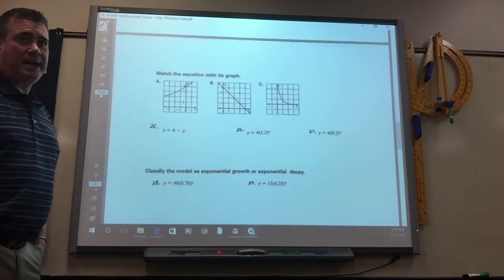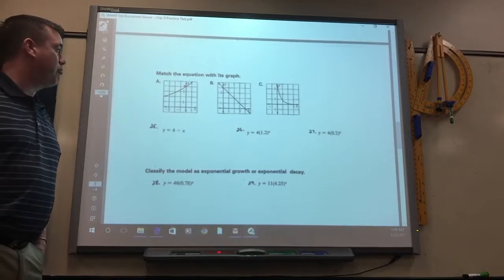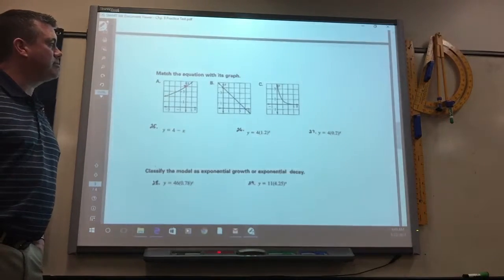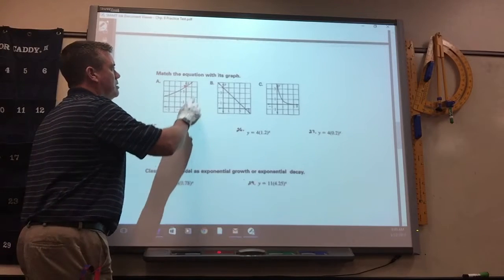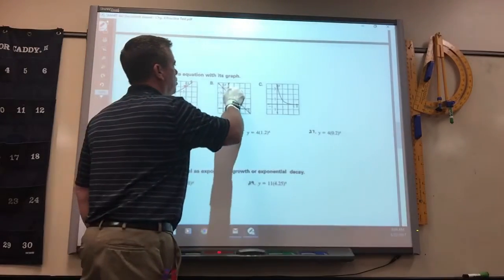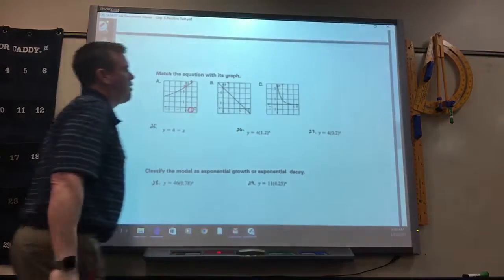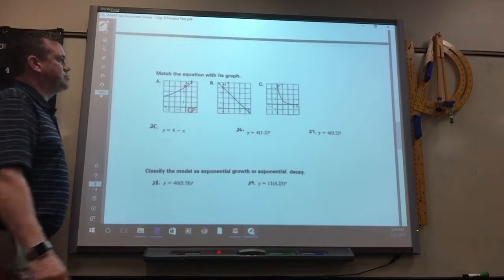What would be a good x to put in? 4 would work, but that's off the graph. 2 would work. To me, it looks like 1 is the easiest. Okay, you can put 2 in if you want.